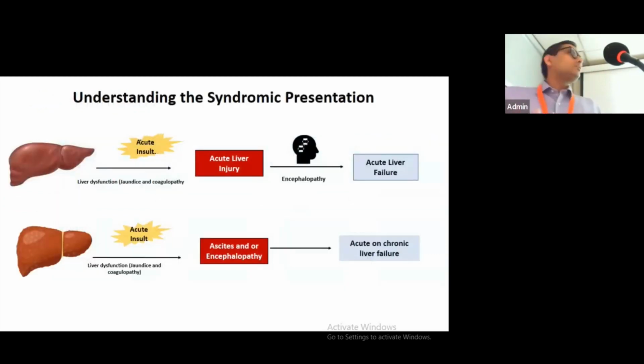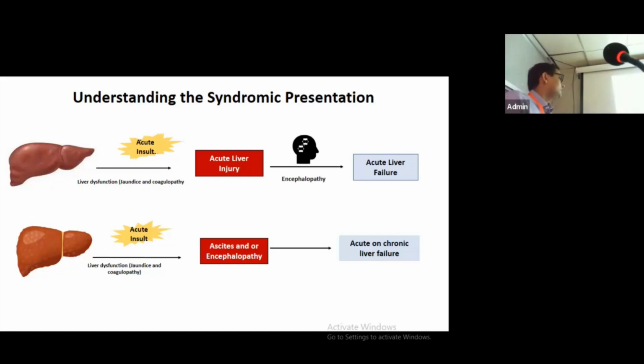Now I would like to give you a brief concept about acute liver failure and acute on chronic liver failure. You must have heard the term acute on chronic liver failure. Before understanding this concept, I would like to tell you that there are two types of liver: one is the liver which is perfectly normal, and another is the diseased liver. If the patient's native liver is normal and he suffers any acute insult like acute viral hepatitis, then he may progress to acute liver injury. And gradually, if he develops hepatic encephalopathy, he will develop acute liver failure.